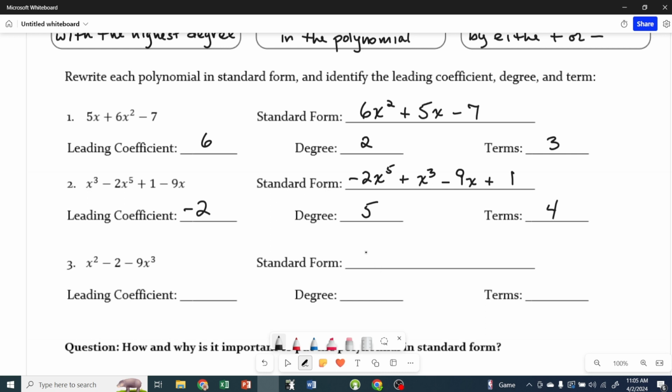Our final one would be negative 9x cubed plus x squared minus 2. Leading coefficient, minus 9. Degree, 3. Number of terms, 3 again.